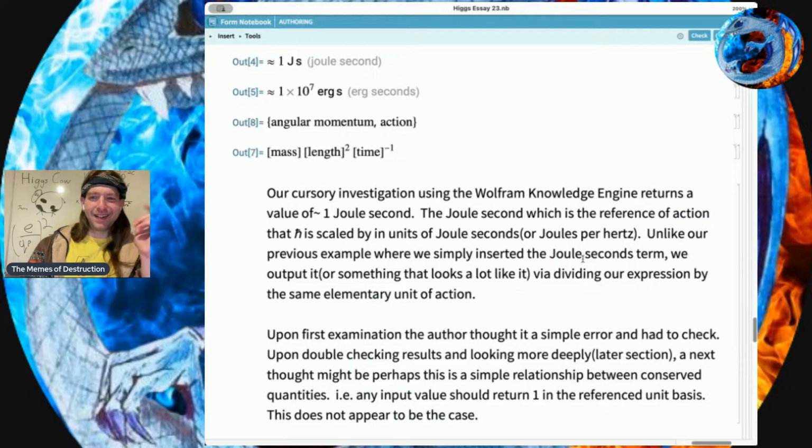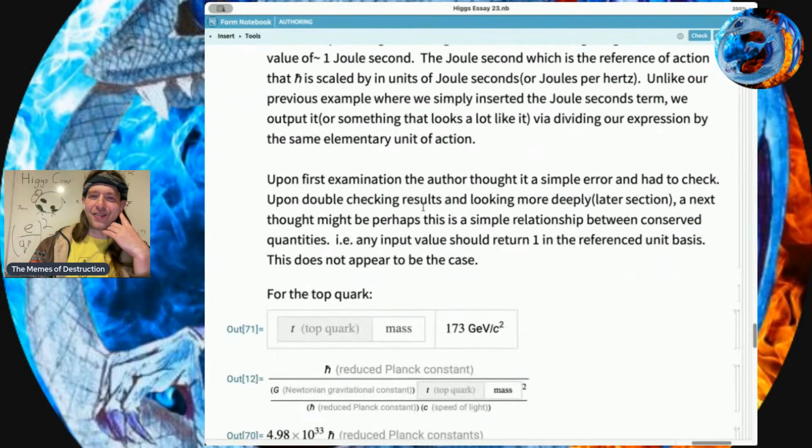Unlike our previous example, where we simply insert the joule seconds term, we output something that looks a lot like it via dividing our expression by the same elementary unit of action. On first examination, you might think this was a simple error, and I had to check upon double checking results and looking more deeply, in a later section. A next thought might be perhaps this is a simple relationship between conserved quantities, i.e., any input value should return 1 in the referenced unit basis.